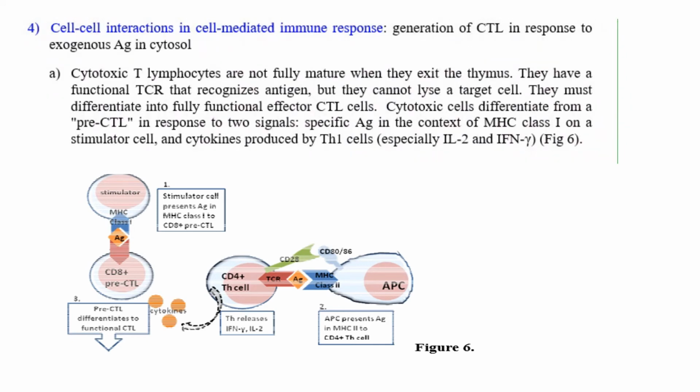Specific antigen in contact with the MHC class 1 molecule on the stimulator cells, and the cytokines produced by the T helper cells, especially interleukin 2 and gamma interferon. So there will be a stimulator and co-stimulator for the activation of this type of T lymphocyte. This figure shows how the activation of T cells occurs by the antigen binding to specific MHC class 1 molecules and the cytokines that are produced within the microenvironment.